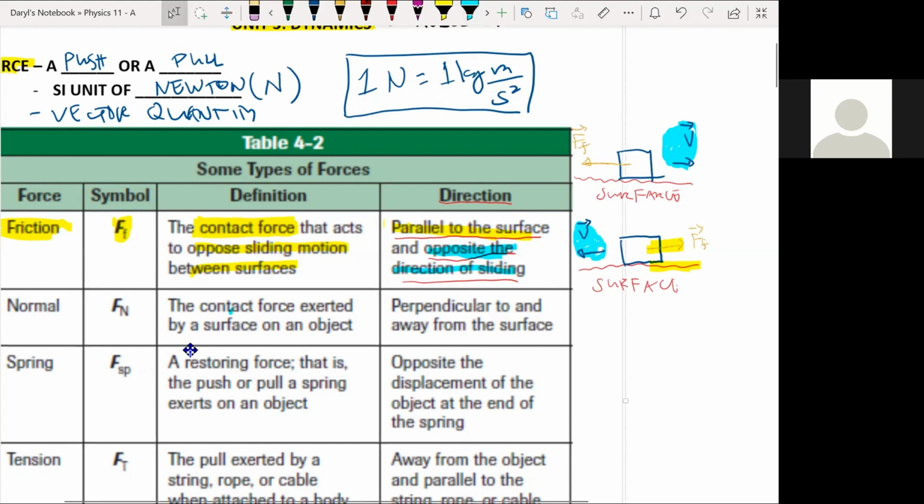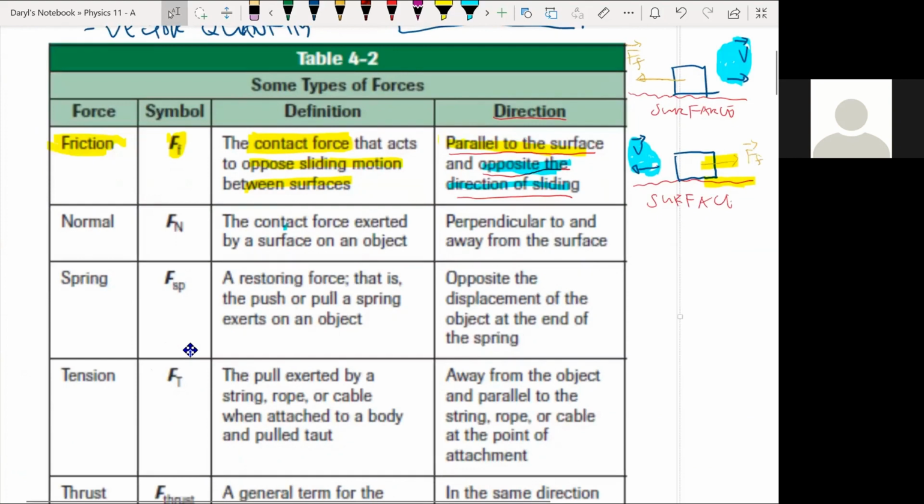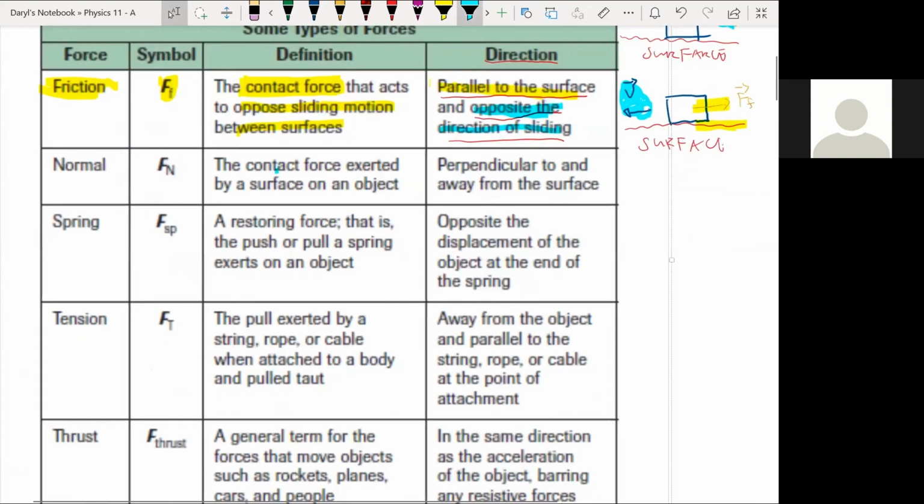And for the second one here, normal force. These are some common forces that you'll be encountering. When we say normal force, again, it's a contact force, so the two objects must be in contact. It is the force exerted by a surface on an object. And take note of its direction: it's always perpendicular to and away from the surface.